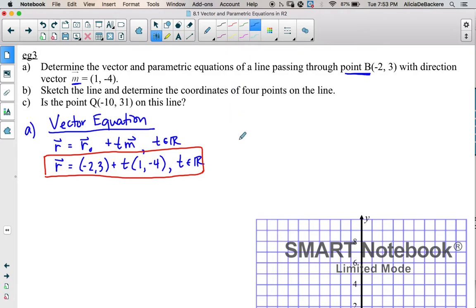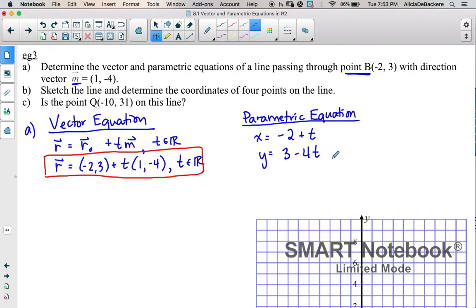Next, they're asking me for the parametric equation. They asked for both. I'm going to label it so that my teacher knows that I know the difference. And so for this one here, we're going to have x is equal to something and y is equal to something. And really, it's just expanding this out. So it's going to be negative 2 plus 1t for the x coordinate. And then it's going to be 3 minus 4t for the y coordinate. And again, for the parametric equation, I need to define the fact that t belongs to the set of real numbers. And so this whole thing here would be my parametric equation.